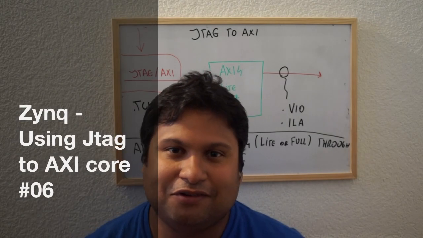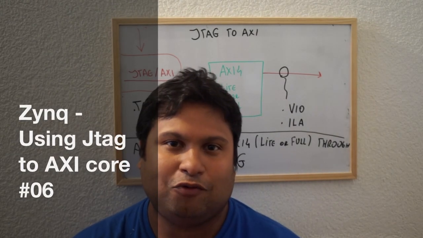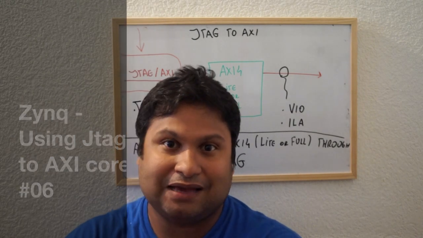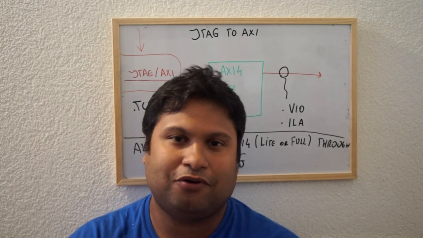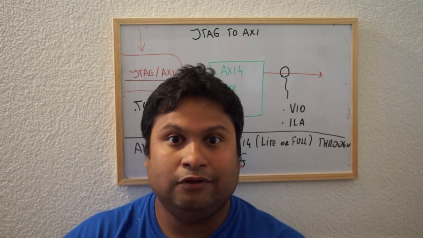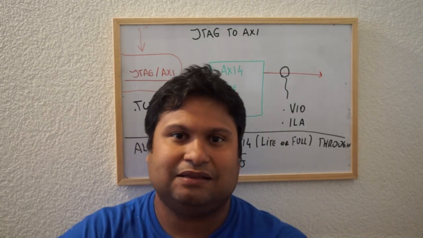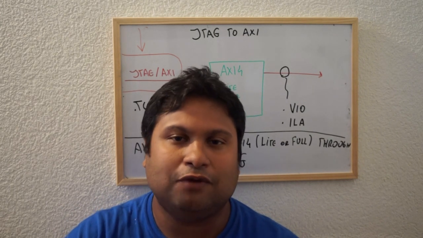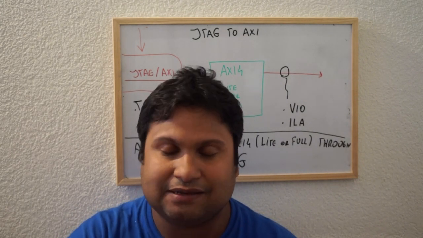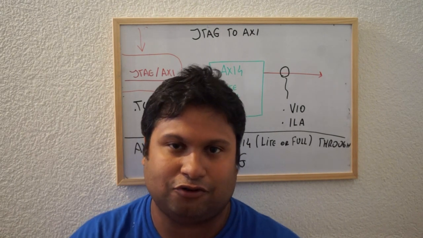Guys, today you're going to learn how to use the Jtag to AXI core. This block will allow you to send AXI transactions to your IP core running on the FPGA. This will allow you a new way to test AXI cores by sending AXI transactions through the TCL language to verify if your IP core is running as expected or not.